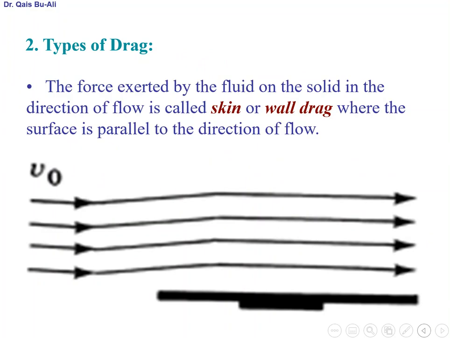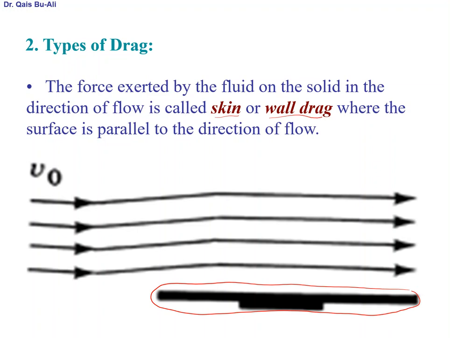The force exerted by the fluid on the solid in the direction of flow is called skin or wall drag, where the surface is parallel to the direction of flow. So what do we have here? Suppose this is the object, or the solid. As you can see, it can be a plate. And then I have a fluid which is flowing in this direction.